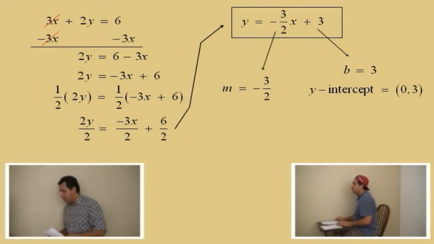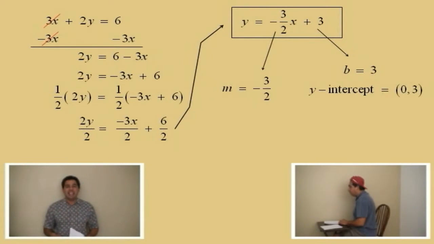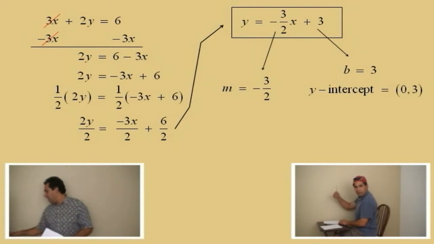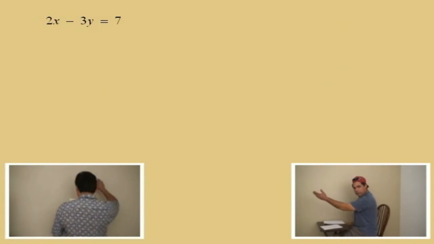So (0, 3) is the y-intercept. Very nice. Let's do another one. Woohoo! Okay, here we go. 2x minus 3y equals 7.